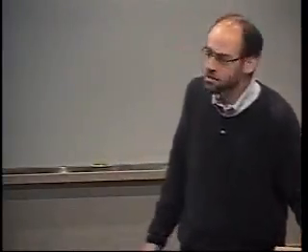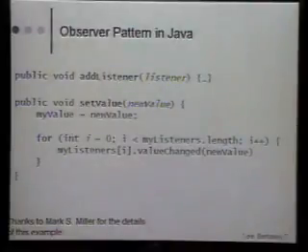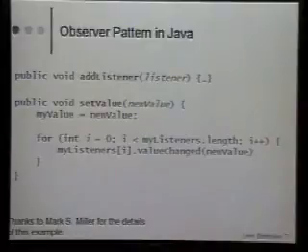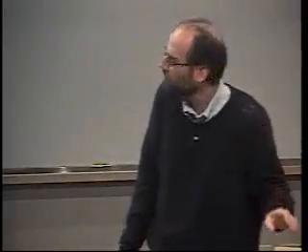Now, this particular piece of code is actually not thread safe, because it might be possible, while you're in the middle of executing this set value method, for some other thread to call the add listener method and modify this list while you're iterating through that list. So that's a problem. If you're going to have multiple threads accessing these methods, you need to address this problem somehow.